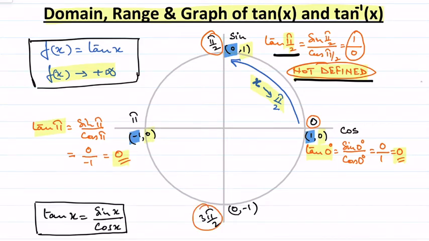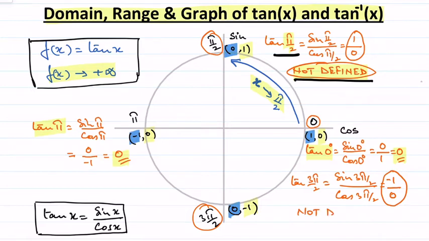Now similarly for 3 pi by 2, tan 3 pi by 2 will be sin 3 pi by 2 over cos 3 pi by 2, and sin 3 pi by 2 is minus 1. So minus 1 over cos 3 pi by 2, which is 0, so minus 1 over 0. Again, this is not defined. So at 3 pi by 2, the function is not defined.